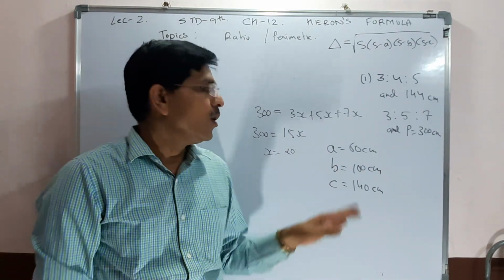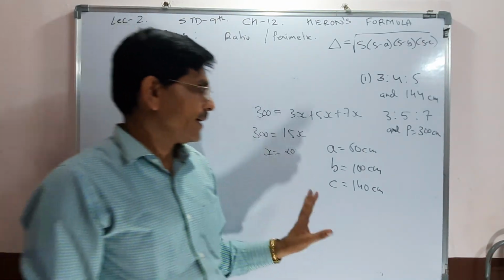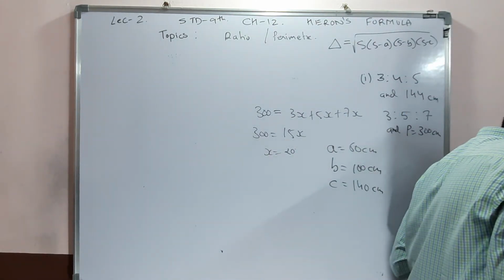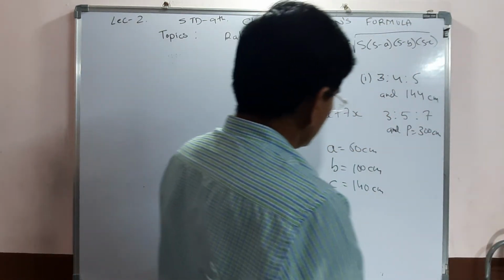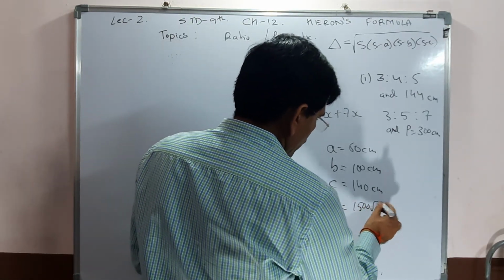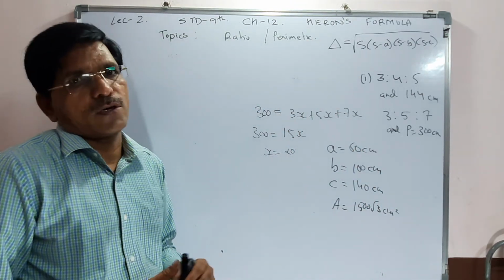Then you have to put these under s minus a, s minus b, s minus c. You will get the answer. The answer of it is 1500 root 3 centimeter square. That you have to find out yourself.